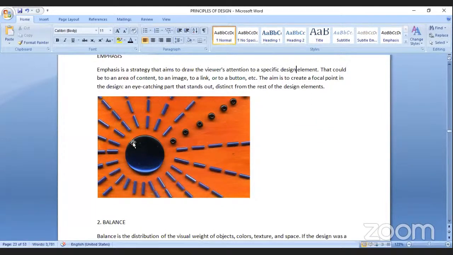Emphasis is, as I said, suppose you're making a poster for a restaurant. The restaurant is established and they have given a new offer, suppose 50% off or something like that. That should be at the forefront. That should be your emphasis. Emphasis is needed, it's like that.